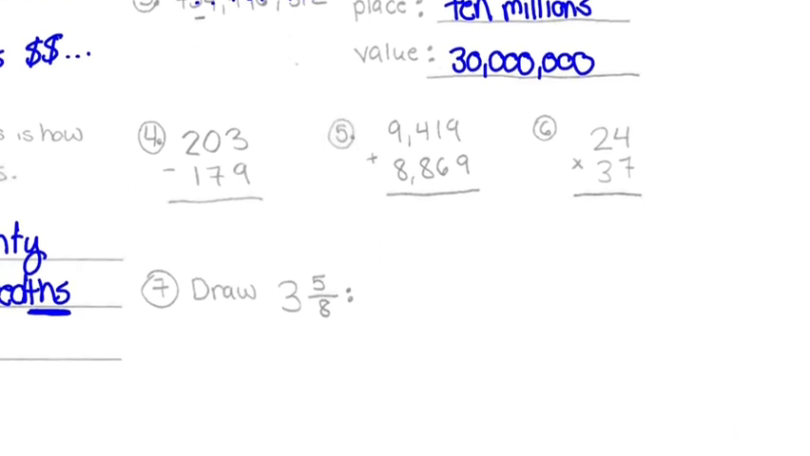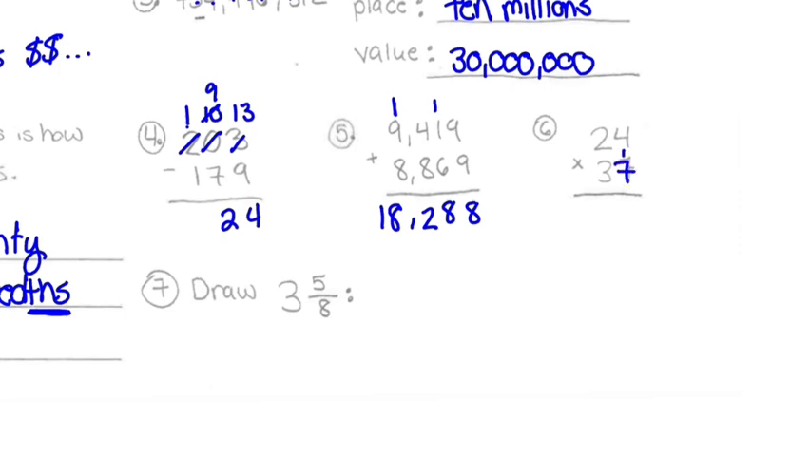Now remember, on number 4, you're going to have to borrow, and that's okay. You just need to take one from the place next to it unless there's nothing there. For this, when you're adding, you will have to regroup some. Number 6 is kind of tricky because you're having to multiply a 2-digit number times a 2-digit. Basically, you're multiplying that 24 by 7 and then multiplying that 24 by 30. That's why there's a 0. You add your numbers together.